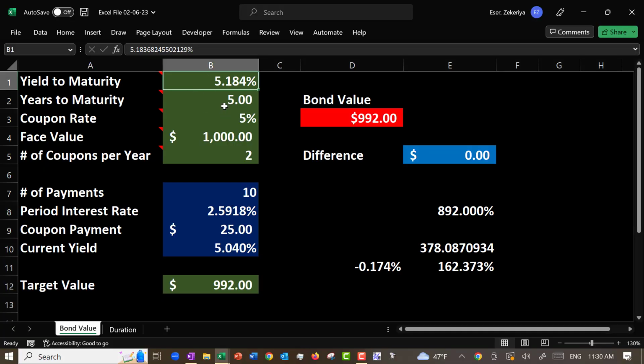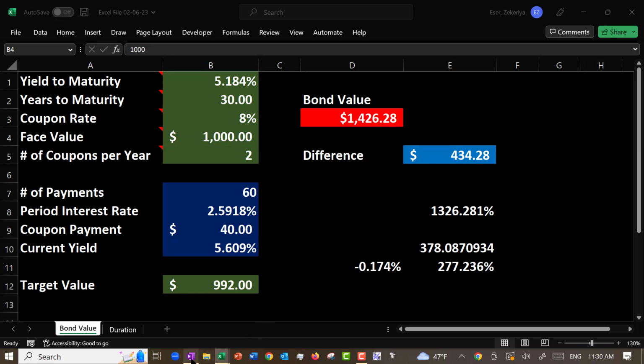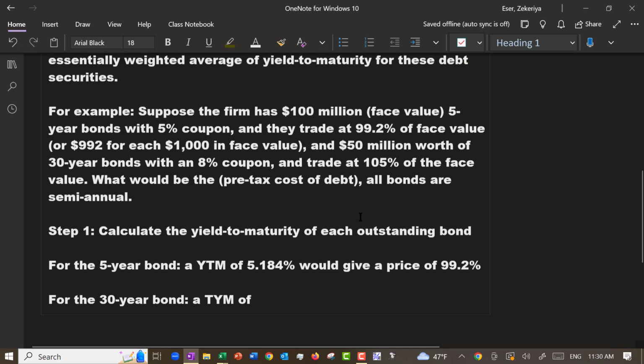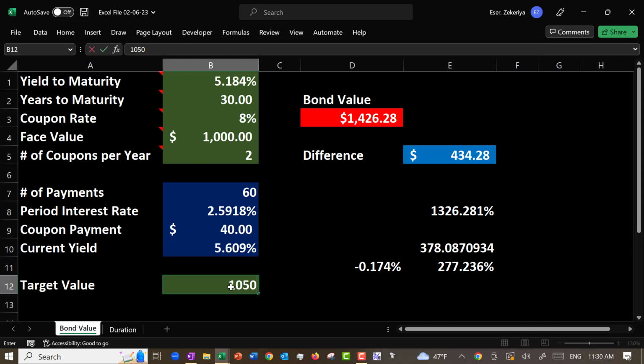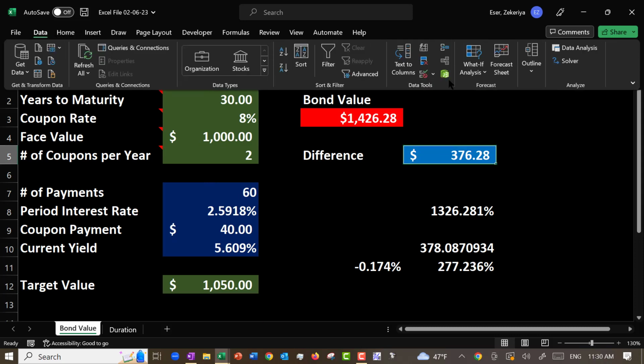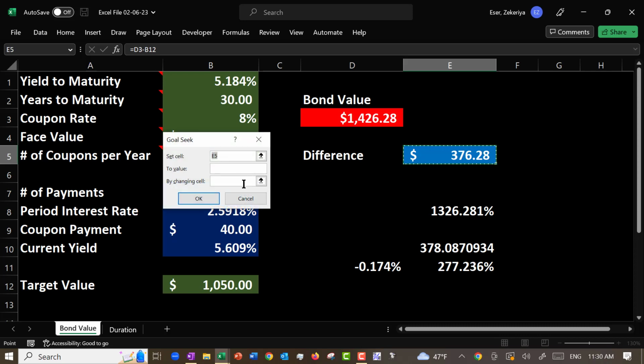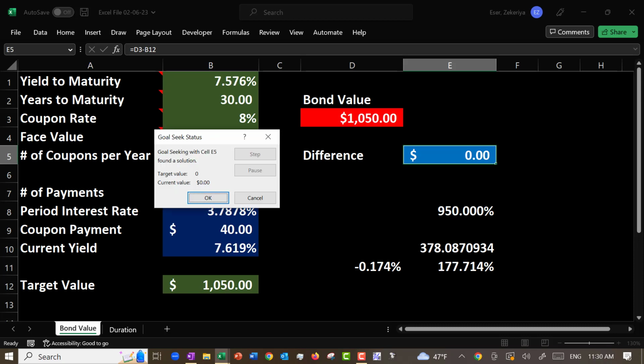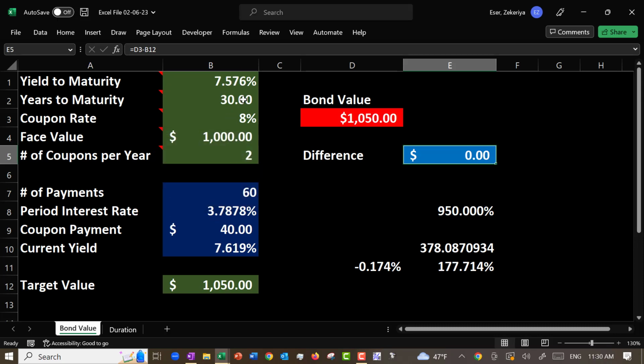It says 30 years, coupon rate is 8. And what was the price? 105. So 1050 for $1,000 face value. Again, we find the yield that makes the difference between target and the value the same. That's 7.576.